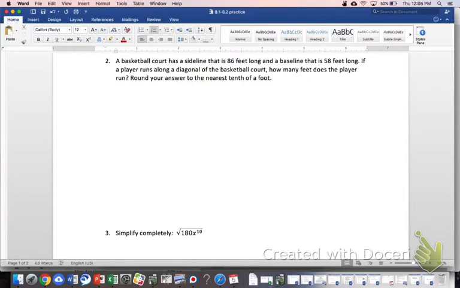Number 2 says a basketball court has a sideline that is 86 feet long and a baseline that is 58 feet long. If a player runs along a diagonal of the basketball court, how many feet does the player run? Find your answer to the nearest tenth of a foot.